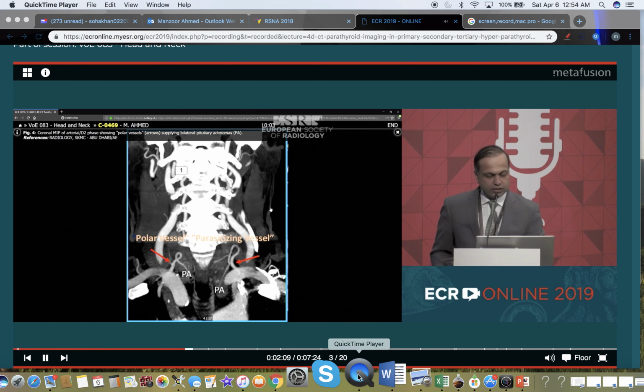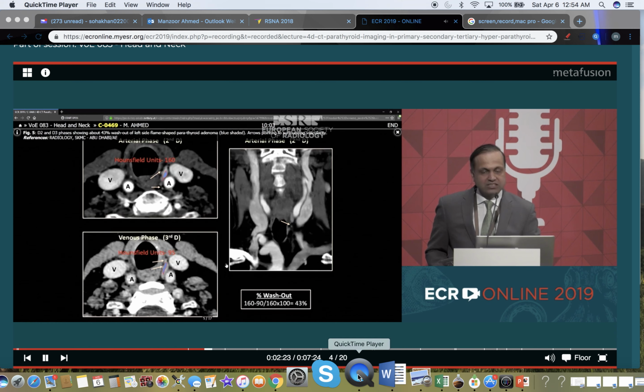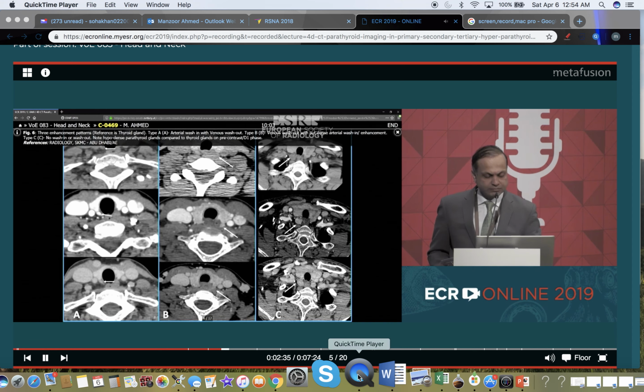Okay, let's use the mouse. So what are the supplementary imaging features you can use? Sometimes you may not have this typical appearance. So remember, these are vascular lesions. So look for these polar vessels on CT as well as on ultrasound. And also remember, these lesions are mostly in parathyroid locations. And if you are objective, you can actually do the washout on these, although there is no standardized criteria. As we see here, there is washout of these adenomas.